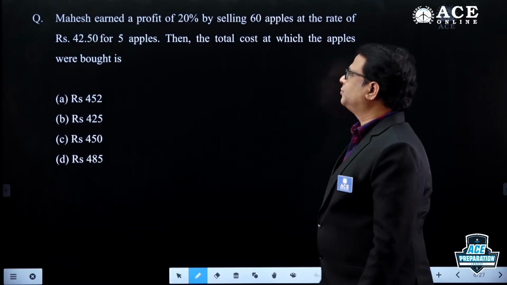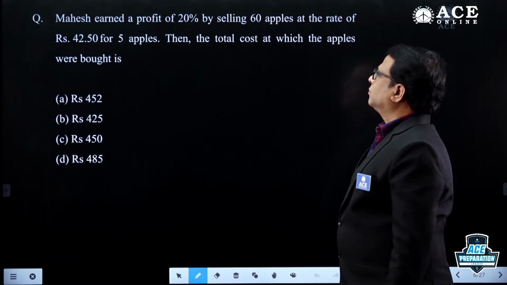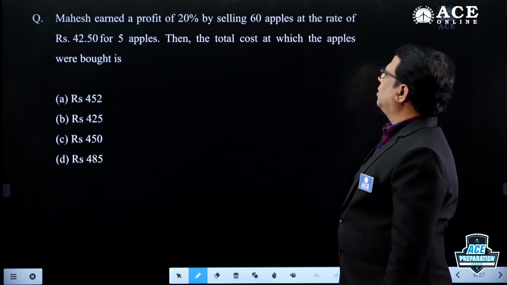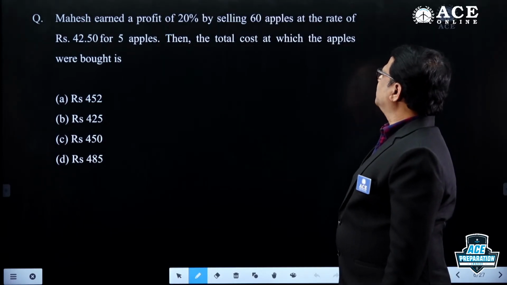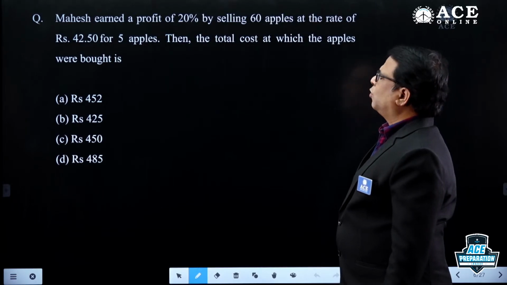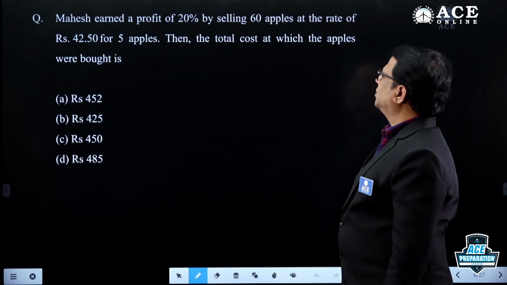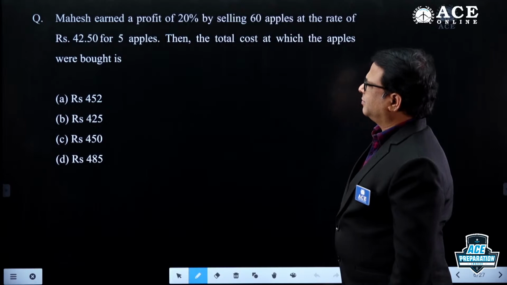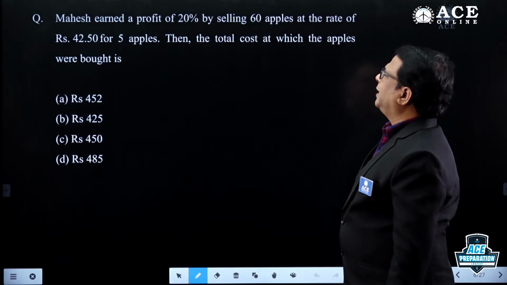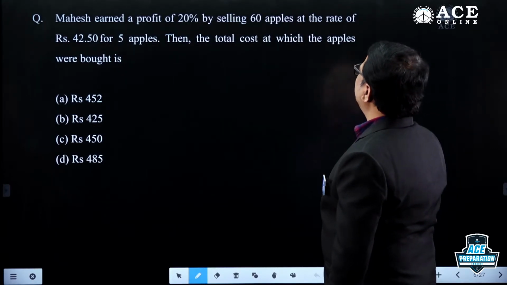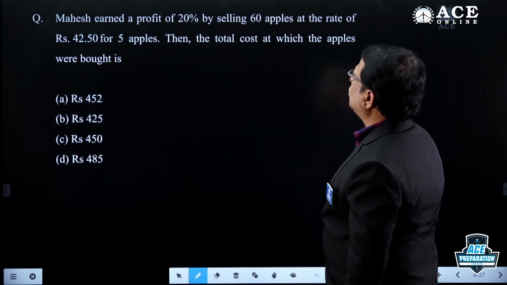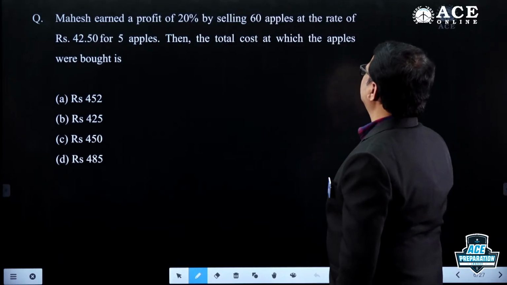This is the next question. Mahesh earned a profit of 20% by selling 60 apples at the rate of rupees 42.50 for 5 apples. Then the total cost at which the apples were bought is. Okay, now he earned a profit of 20% by selling 60 apples at the rate of rupees 42.50 for 5 apples.